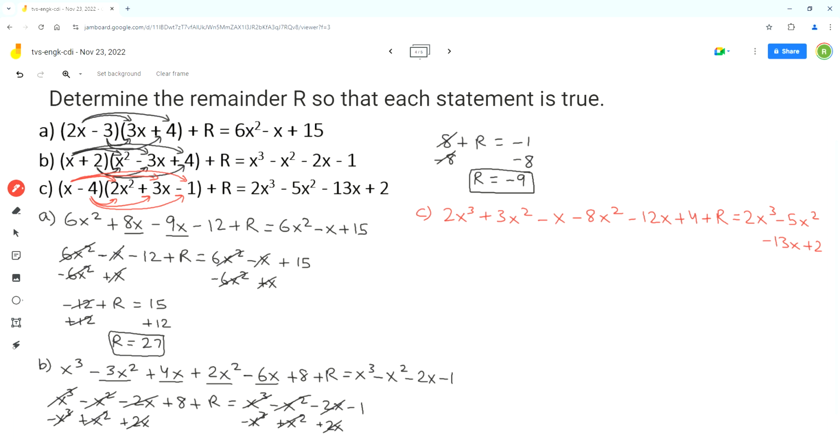Next, we can combine like terms on the left side of this equation. 3x squared and -8x squared are like terms. We get -5x squared. -x and -12x are like terms. We get -13x.